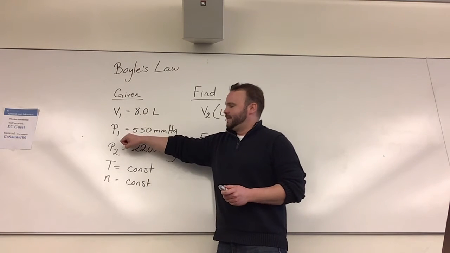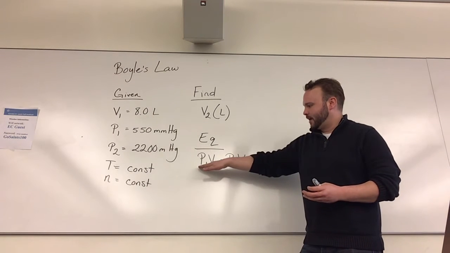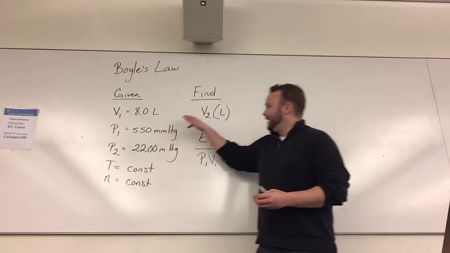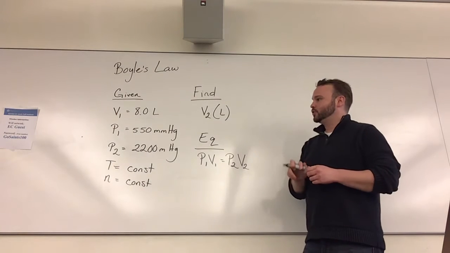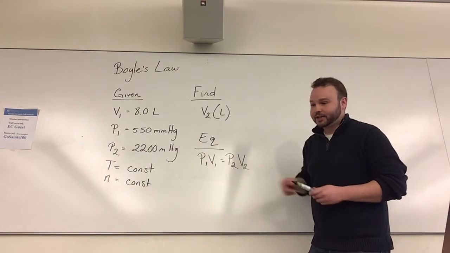V sub 1 and P sub 1 are describing one system, right? That is a system under this pressure and that volume. P sub 2 is linked to V sub 2 because they're describing the same system. So using the subscripts is going to help us figure out where they go in the equation.